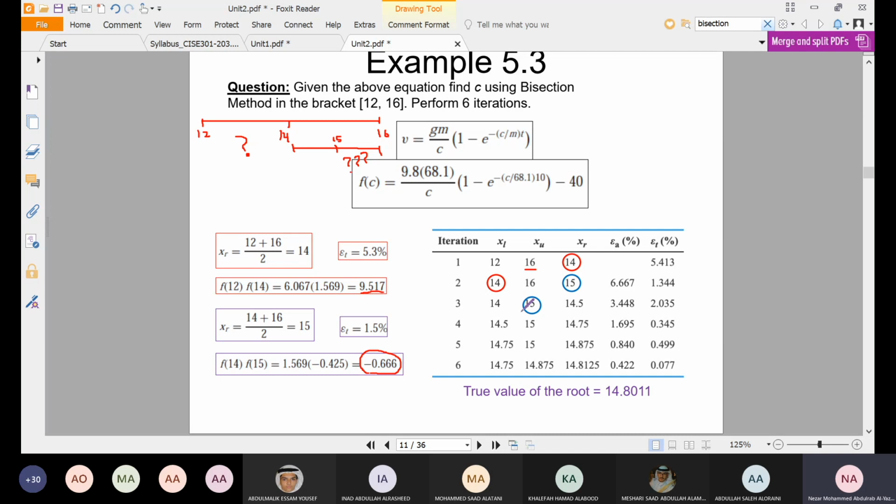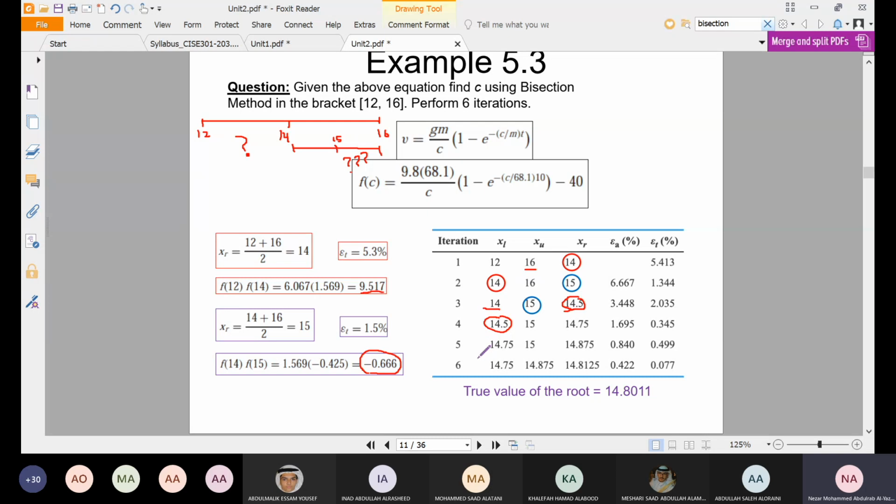Okay, so we will continue like this. Now I have 14 and 15. We determine the midpoint, which will be 14.5. After that, I will evaluate the function at the midpoint and at the lower limit, and we check the value. If it is positive, for example, in this case it is positive, so I will replace the lower limit by xr. We'll continue like this.